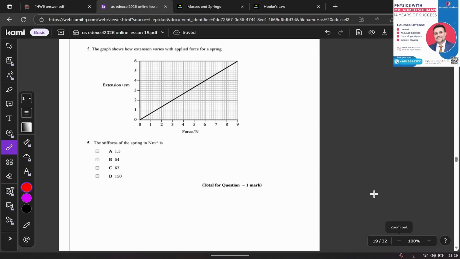So we draw a triangle. K equals 1 over gradient. Because this is a multiple choice, you don't need to write the steps like this. You can find K equal F over extension directly. Okay.